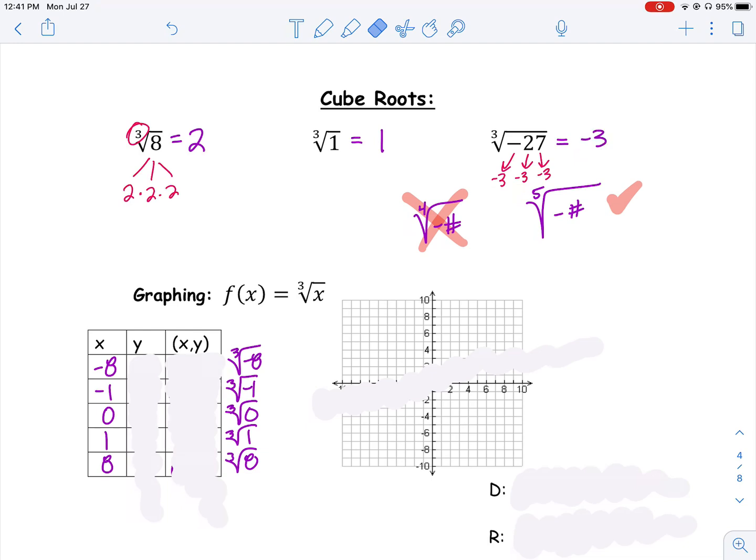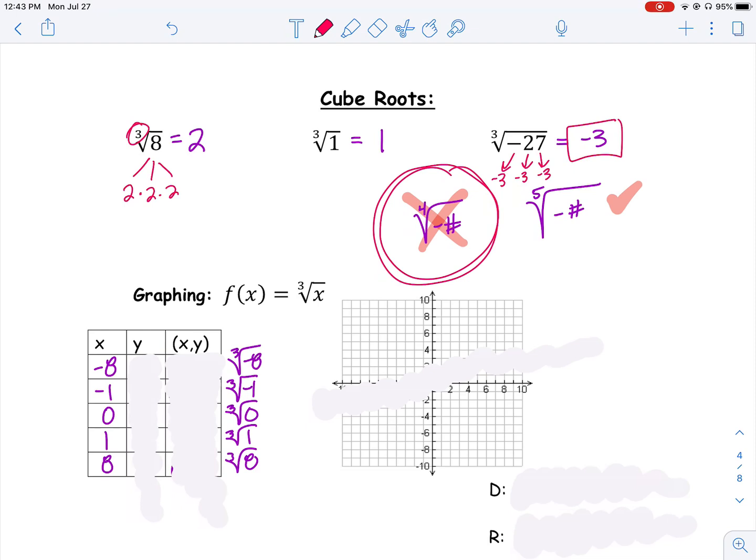So before, when we had negatives underneath our square root, we had no solution. But we're allowed to have a negative underneath the cube root because I need 3 negatives to give me a negative. So that does work. So anytime actually that I have a negative underneath an even root, a square root, a fourth root, a sixth root, and I have a negative underneath, my answer is no solution.